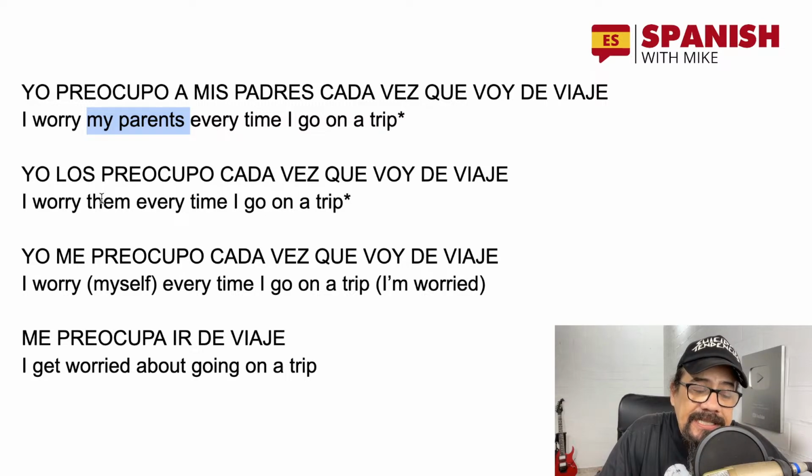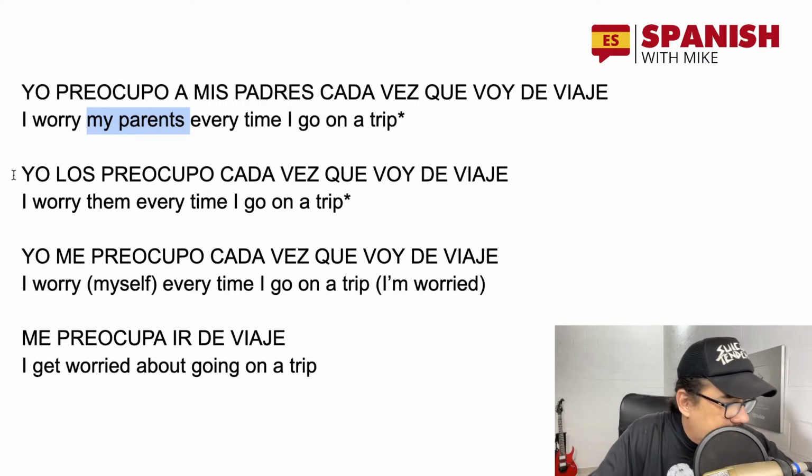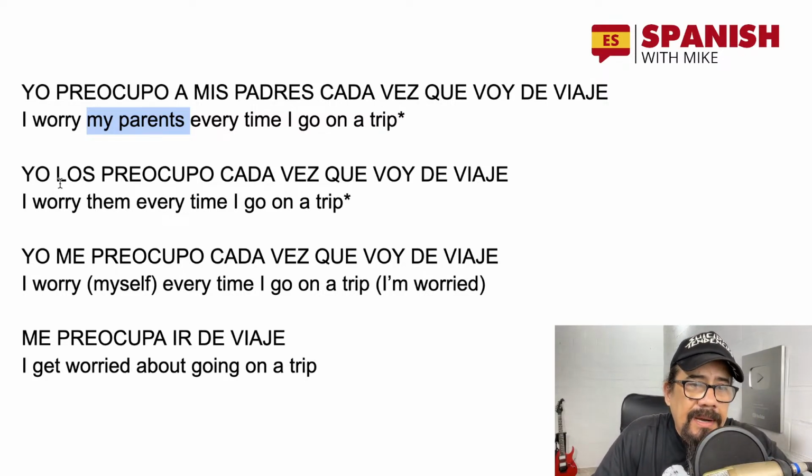In Spanish, it's not like that. In Spanish, if I'm using the affirmative, the negative, or the interrogative ways, the only structure in which this doesn't work like that is the imperative mood. But anyhow, I use the direct object pronoun here. Los preocupo, yo los preocupo. Yo los preocupo cada vez que voy de viaje. A mis padres. Los preocupo. ¿A quiénes? A mis padres.